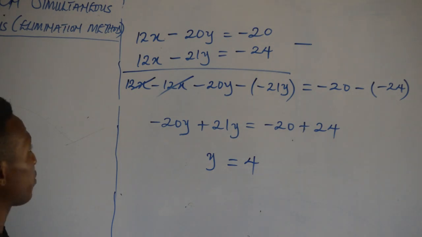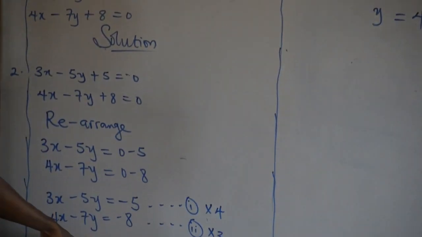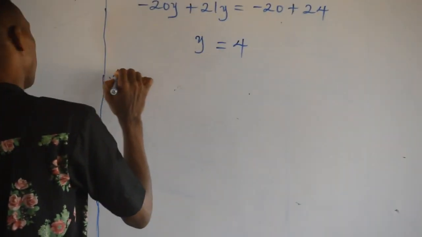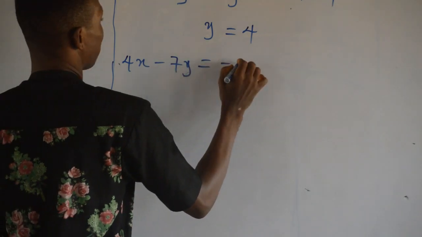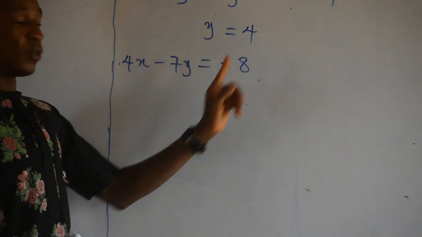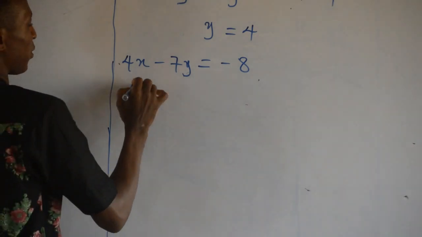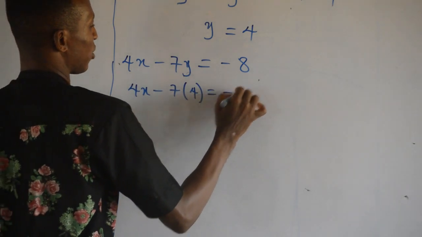Now since we've gotten our answer for y as 4, we can now come back to equation 1 and 2. Substitute into any of the equations that you like. Now this is the rearranged equation 1 and equation 2. So let me use my equation 2 this time around. We have 4x minus 7y equals to minus 8. And here the answer we've got for y is 4. So anywhere I'm seeing y, I'm going to be replacing it by 4. So that means I'm having 4x minus 7 into bracket 4 equals to minus 8.